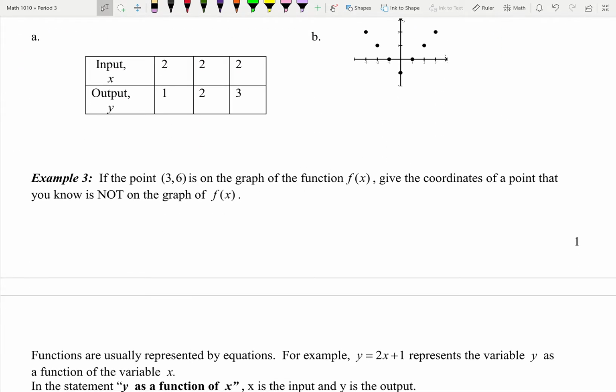Okay, this one right here, same thing. Is it a function? Just so you understand, the information that I just highlighted is giving you the ordered pair 2, 1. The next one is giving you 2, 2. The next one's giving you 2, 3. Everybody tell me yes or no. No. Good. Nice and easy, right?